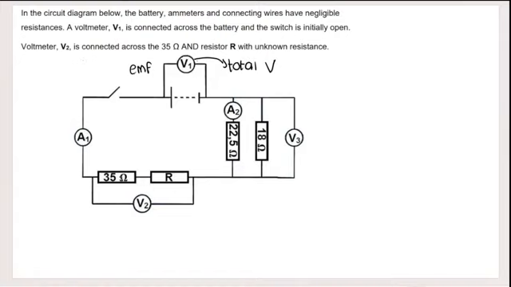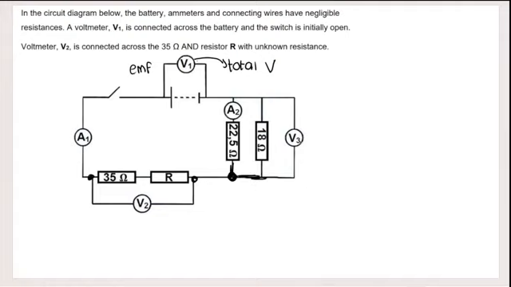V2 is connected across the 35 and resistor R. Do you see that? So this voltmeter will read the voltage across both of these resistances. Okay, but we don't know what resistor R is. And my question was, which ones are in parallel? So you can see that 35 and R are in series. And over here is where the split happens. So that means the 22,5 and the 18 ohms are in parallel.